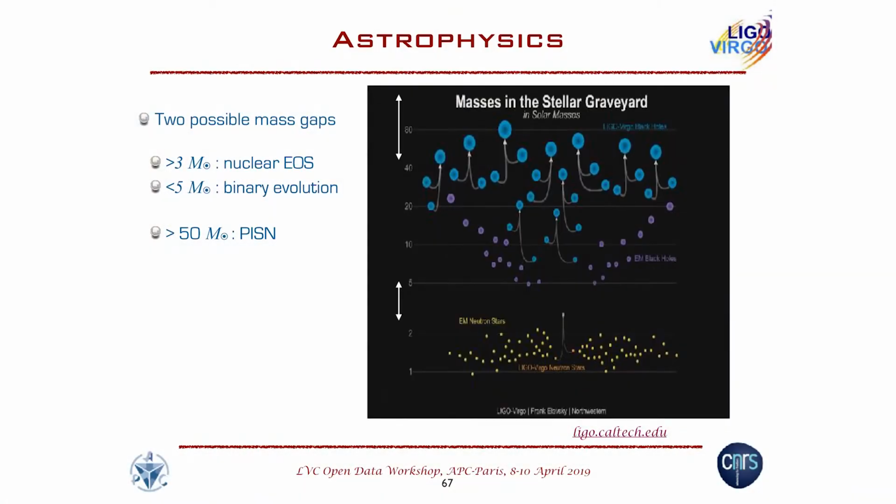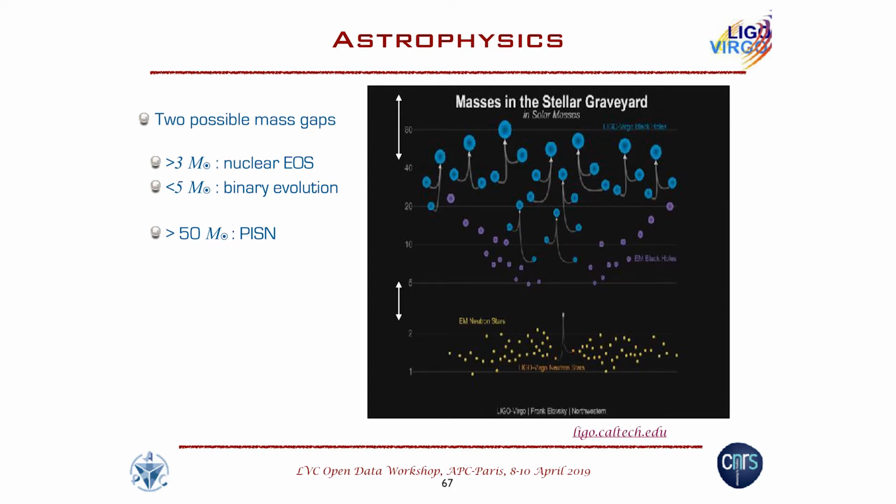One of the things that we're hoping to investigate in the next few years is that astrophysics predicts the possibility of two mass gaps in the distribution of compact objects. So we have one mass gap down here, between 3 and about 5 solar masses, and we have another gap up here from approximately 50 solar masses onwards.